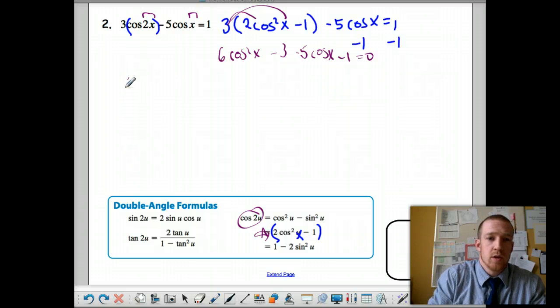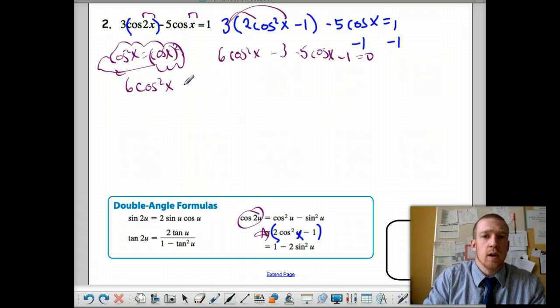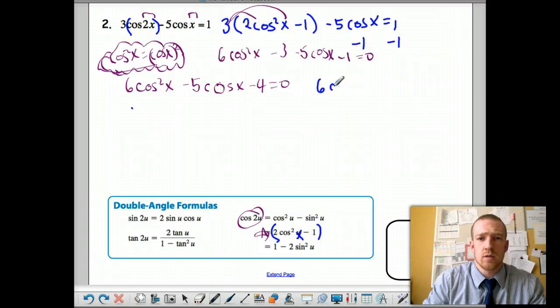Collecting our like terms, 6 cosine squared x. Remember that cosine squared x is really just cosine x squared. Minus 5 cosine x, minus 3 and minus 1 is a minus 4, equals 0. The reason I did this ridiculous looking bubble, rewrite it, it reminds me that this cosine squared, I can rewrite it like this.